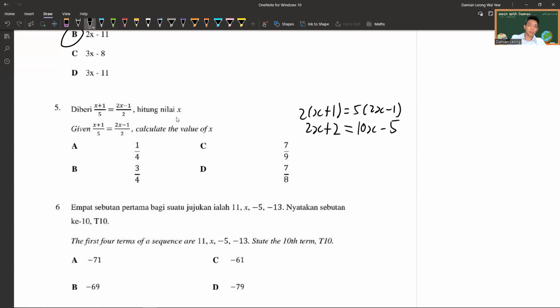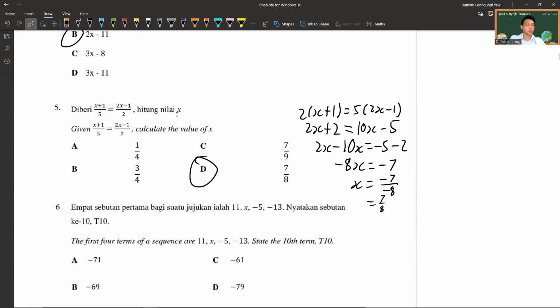Put all your x terms together. Let's say I take 2x, bring over the 10x, minus 10x. Then negative 5 remains, plus 2 becomes minus 2. So negative 8x is negative 7. x will be negative 7 divided by negative 8, which means 7 over 8. Negatives just cancel off. Answer D.